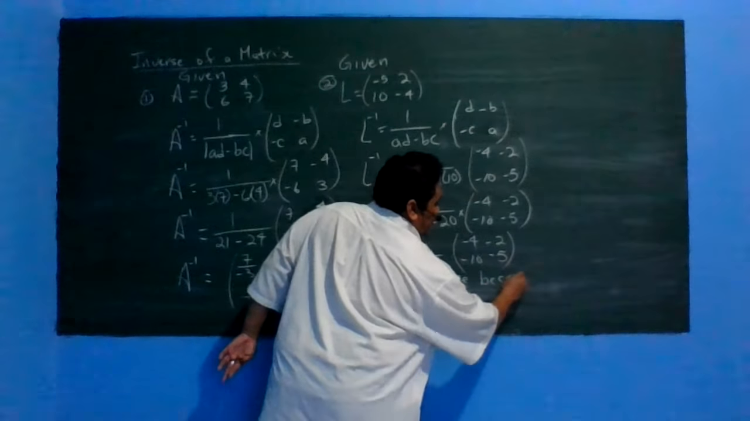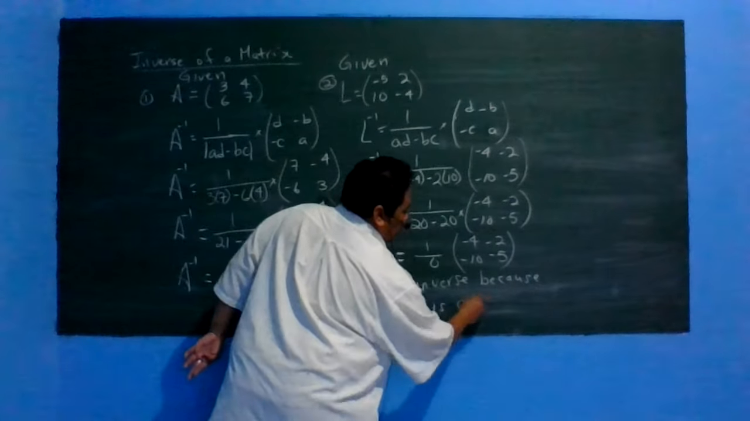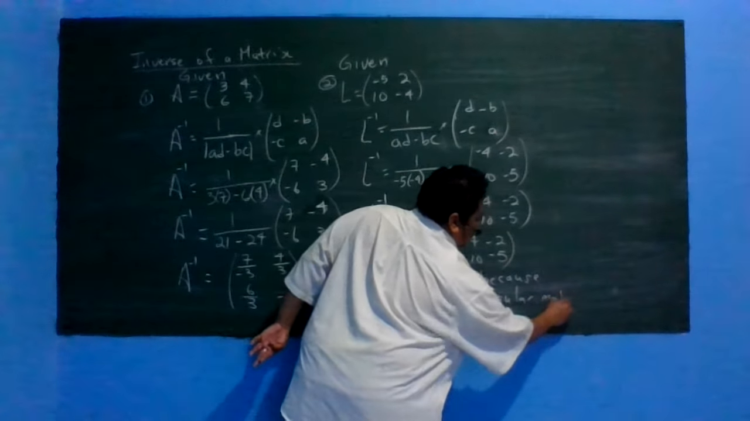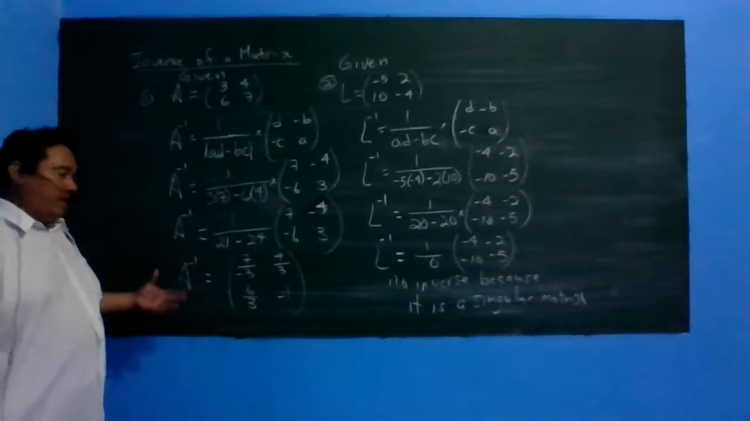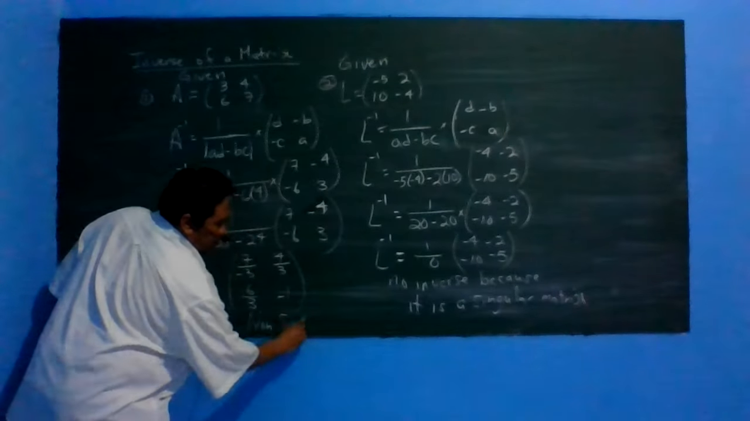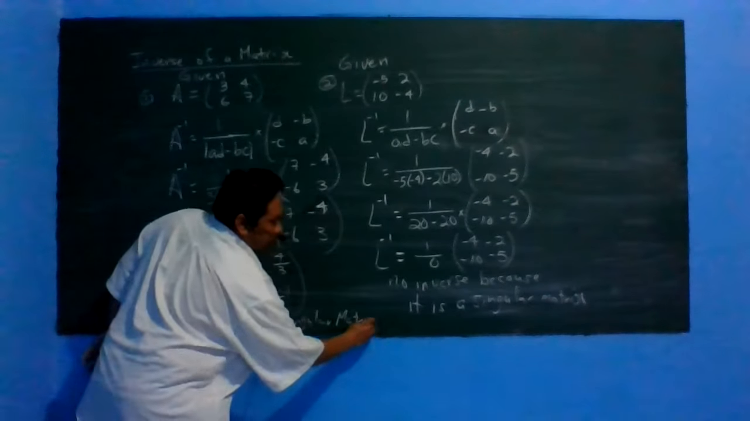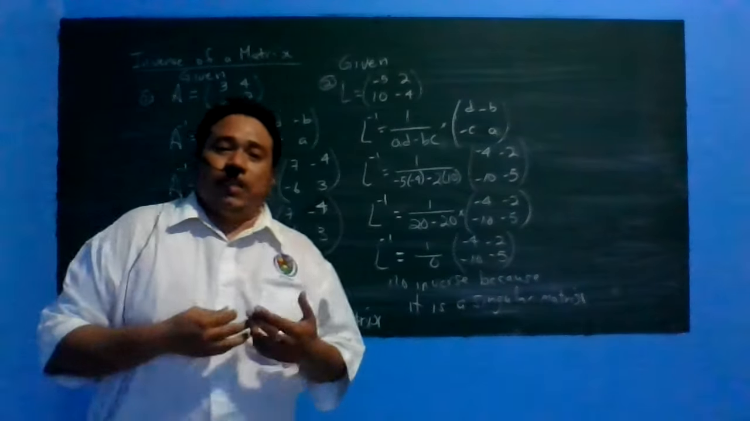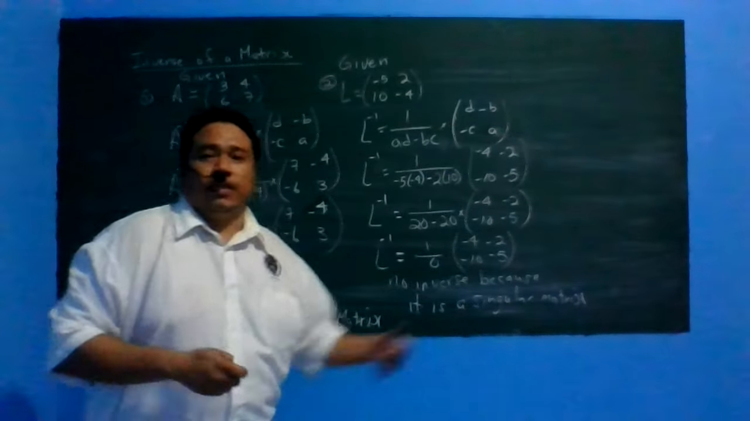because it is a singular matrix, which means that the first one has an inverse because it is a non-singular matrix. So there we see the difference between a non-singular and a singular matrix.